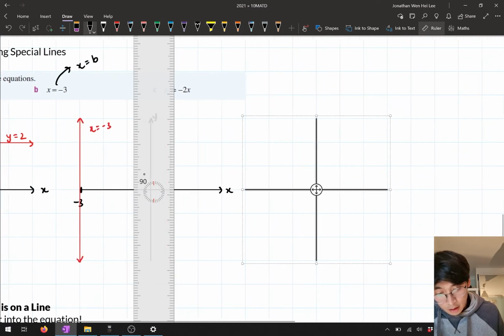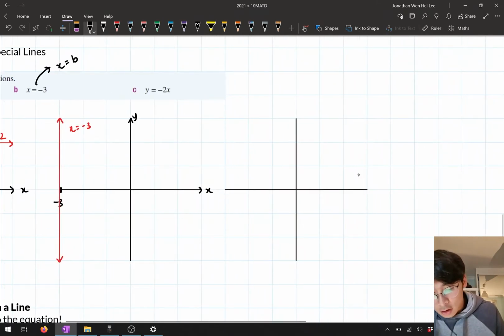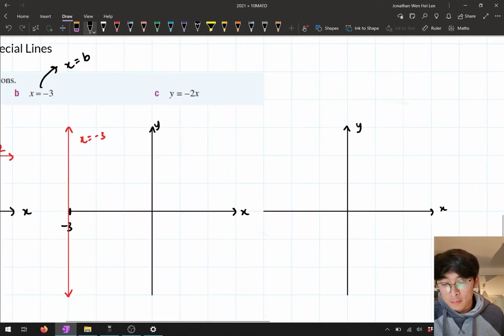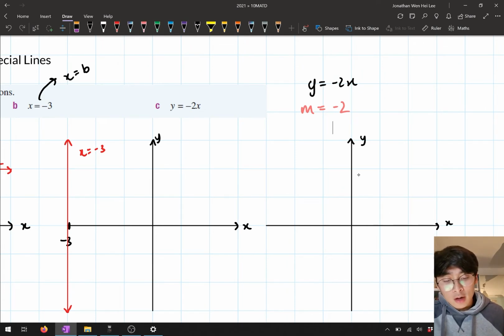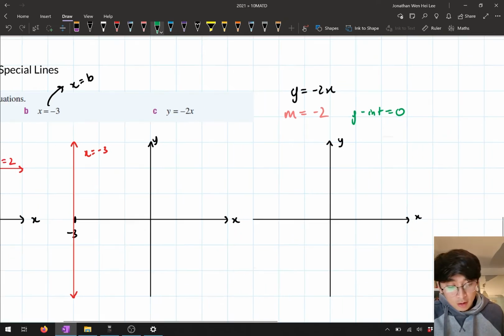Okay. Now for this one, let's go through the steps that you would do if you were trying to graph this using the gradient-intercept form. So here I've got y is equal to negative 2x. The gradient is just going to be minus 2. And the y-intercept for this one, well, there is no number, so the y-intercept is just going to be equal to 0. So let's put this on my Cartesian plane.